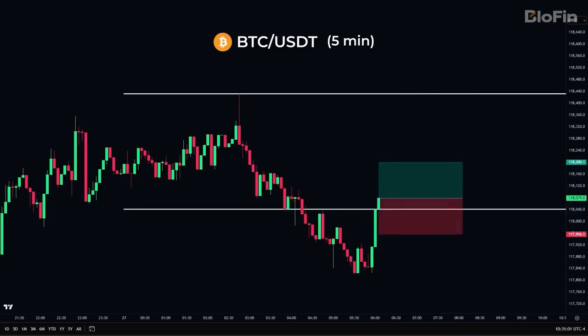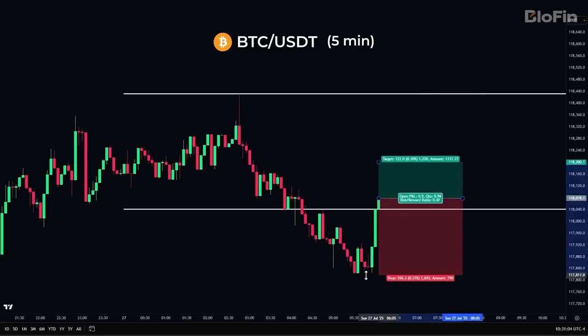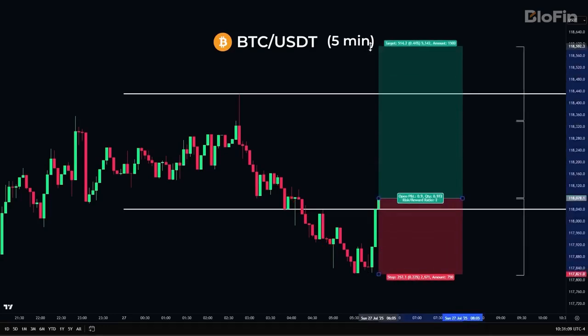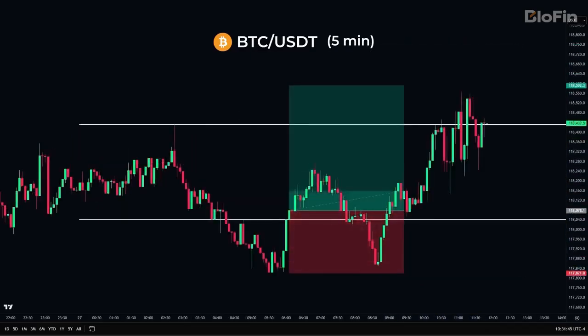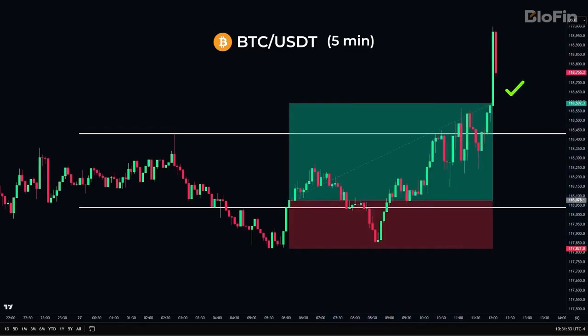For the stop loss, we place it at the exact low of the breakout move. And for the take profit, we set it at 2 times the size of our stop loss. As you can see here, price moves up and hits the take profit target.